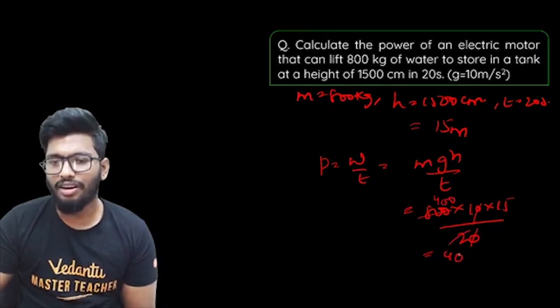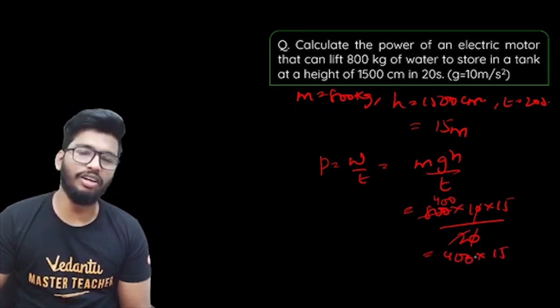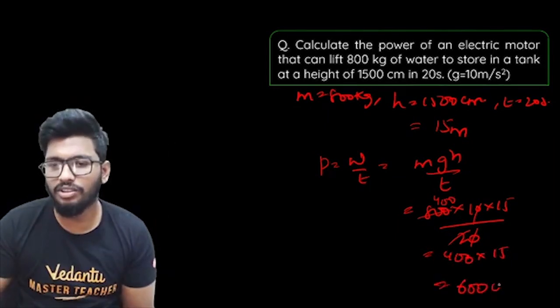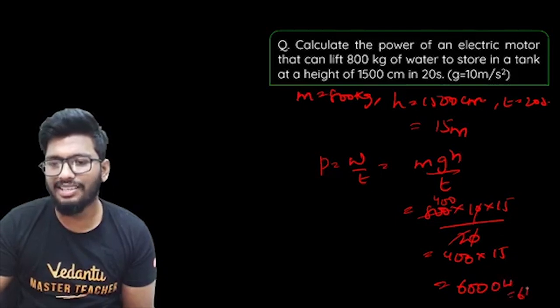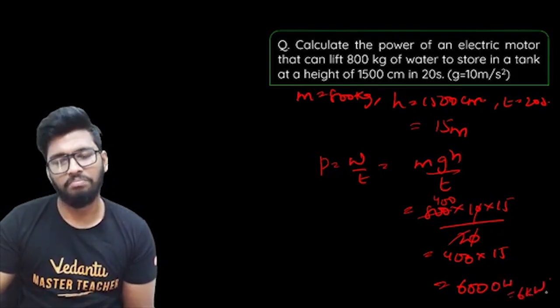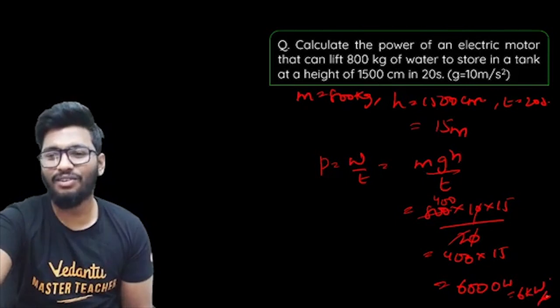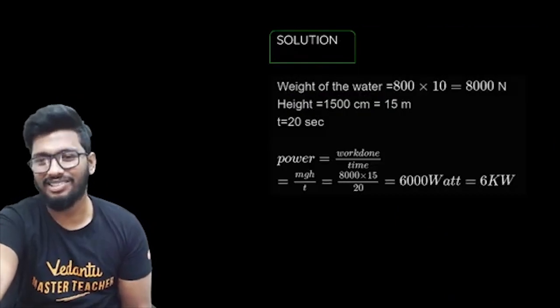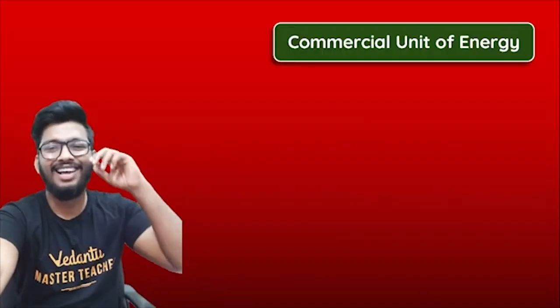24800. So 400 into 15 is what you get. So when you multiply 400 by 15, you'll get 6000 watts or 6 kilowatts. That's it. So that would be the answer. Yes, that will be the answer. So you'll get 6,000 watts, which is nothing but 6 kilowatt. That's all. So that is the answer, guys.